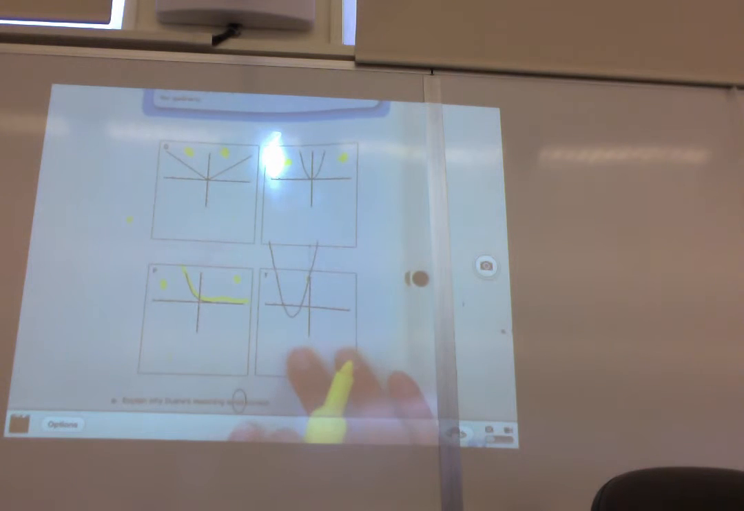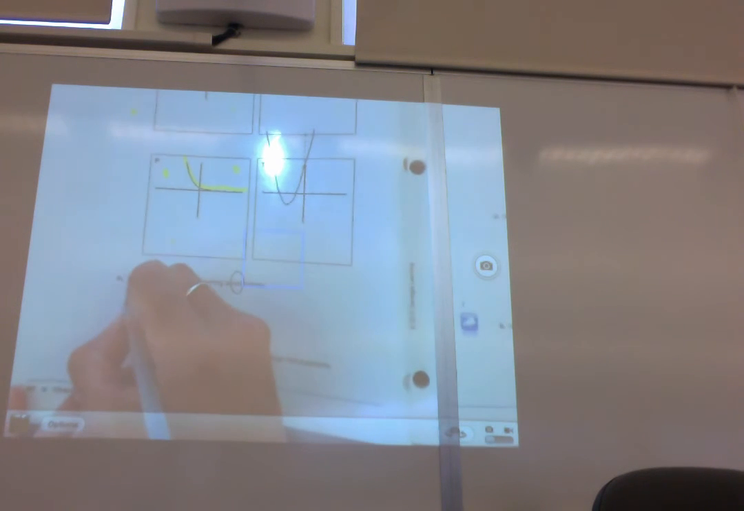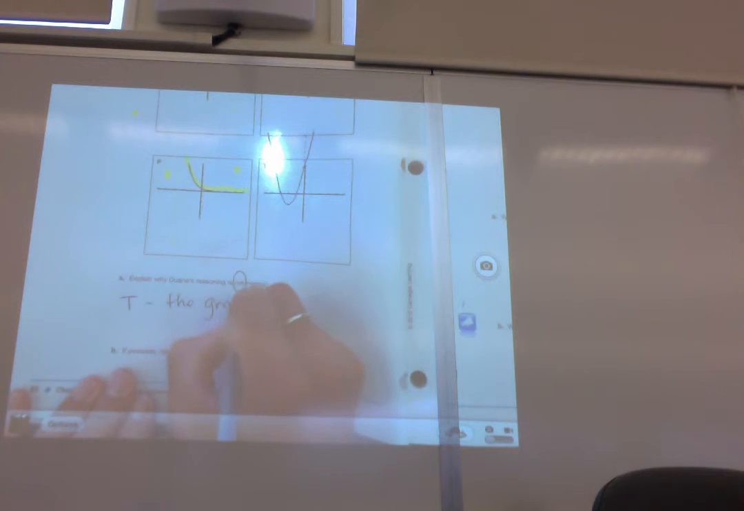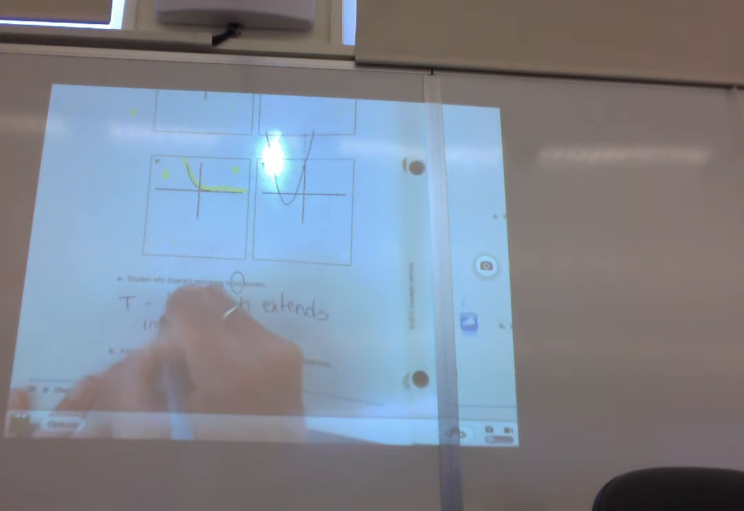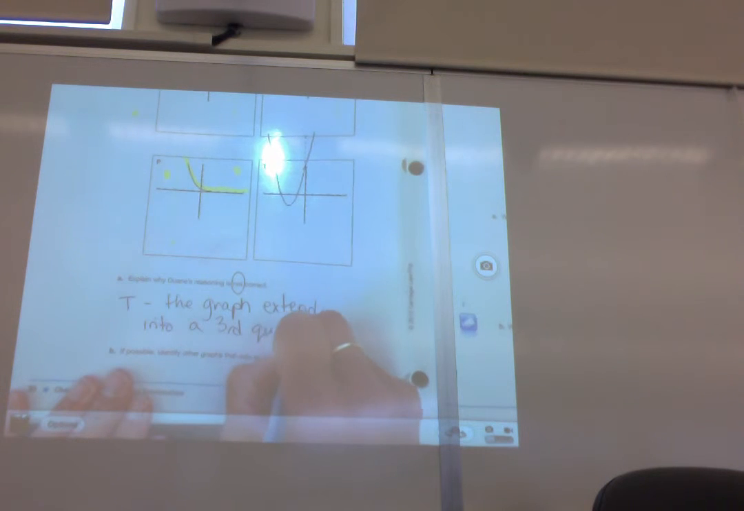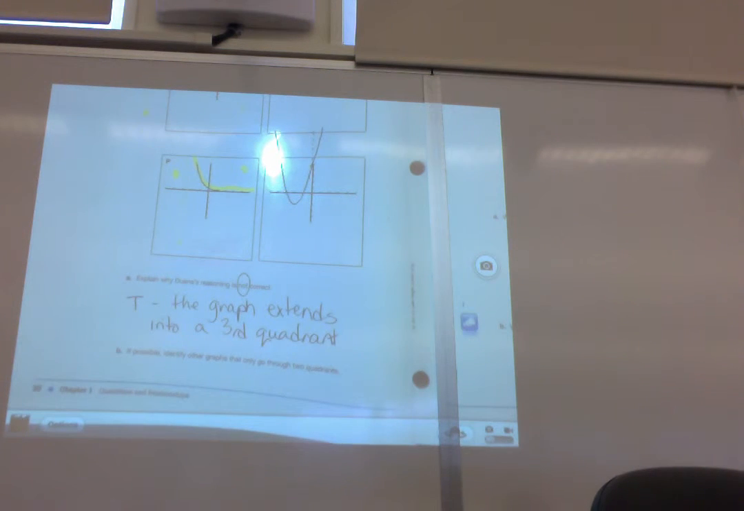Right here, T, if you didn't know this, what you should be putting in A is T, the graph extends into a third quadrant. I know I think number 3 was one of the harder ones, so if you didn't see that, give yourself a little note in A that when we're looking at these screenshots, we need to understand about how lines extend and how maybe our view is limited.